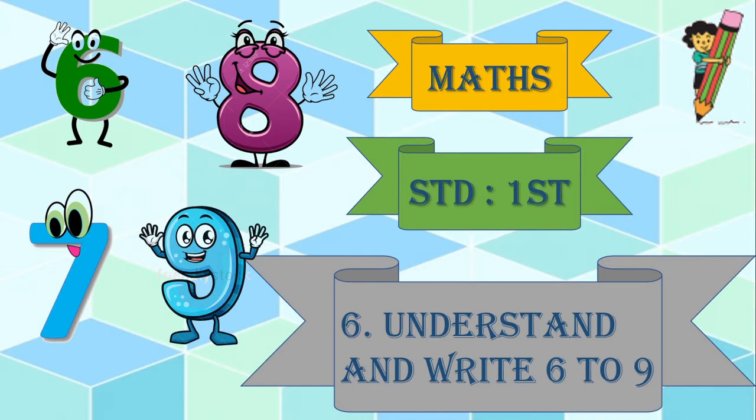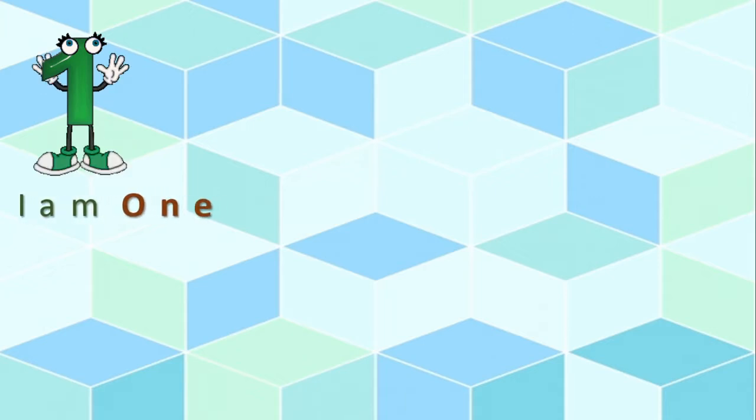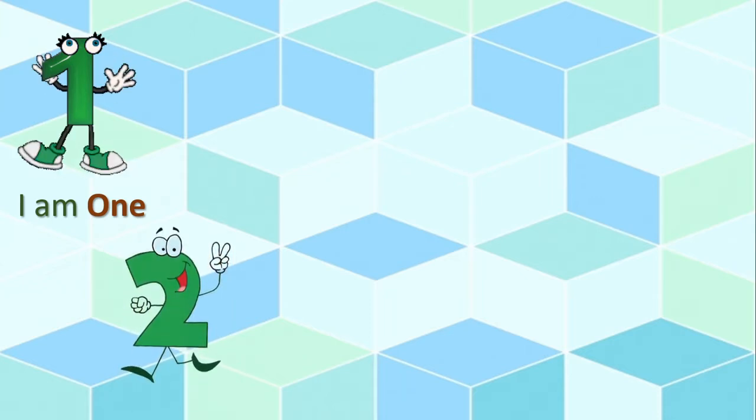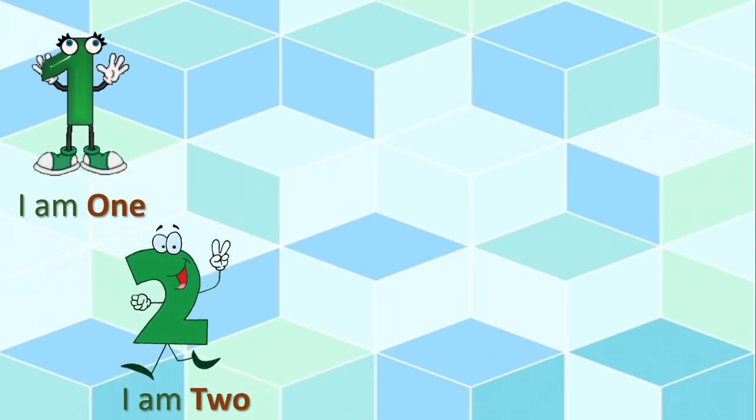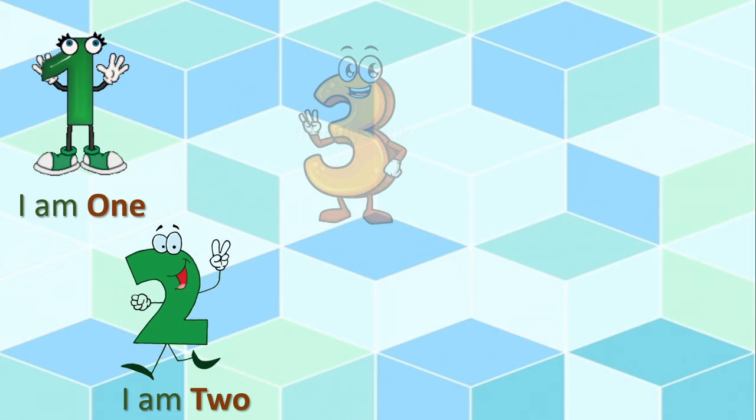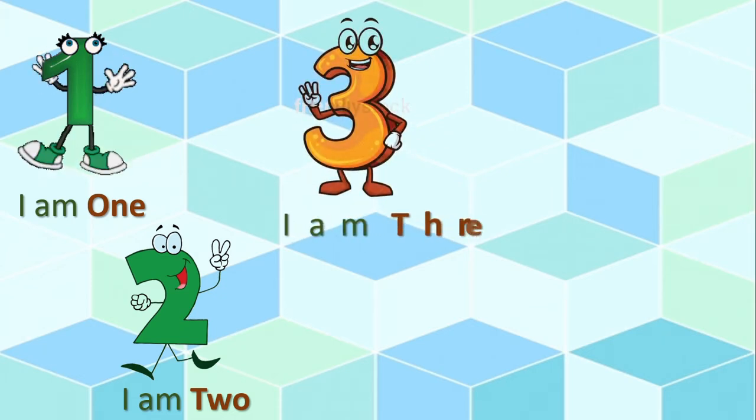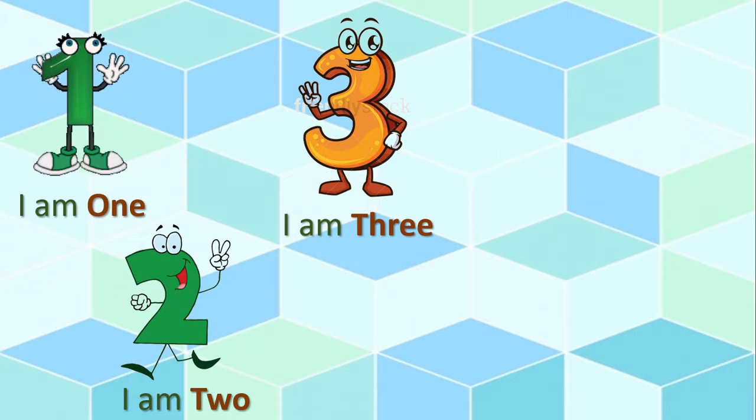Okay, now we have already learnt about numbers 1 to 5. Correct? Here we will go through these numbers. See, this number is telling I am 1. The spelling for 1 is O-N-E, 1. This one is telling that I am 2. T-W-O, 2. I am 3. T-H-R-E-E, 3.